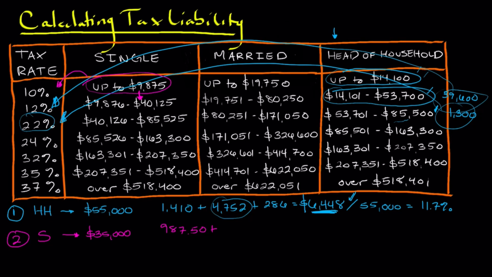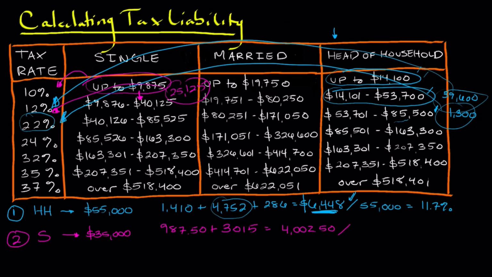Because our adjusted gross income is $35,000. So we're going to take $35,000 and subtract from it $9,875, and that's going to get us $25,125. That we're going to multiply by 0.12, which is the second tax rate. And that will get us $3,015. Now adding these two together, we're going to get a grand total tax liability of $4,002.50.